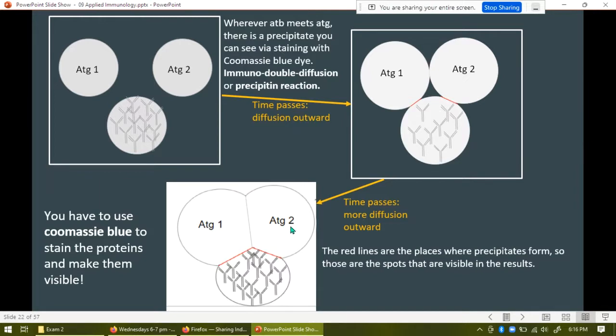Okay, so this one takes a little bit of a while, probably anywhere from a few hours to a day. But at the end of it, you're going to have to use Coomassie blue to stain these proteins to make this reaction actually visible to yourself. So that's how the precipitin reaction works.